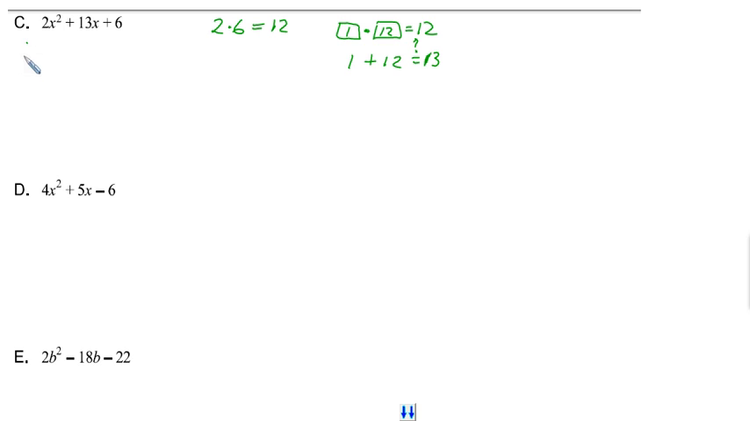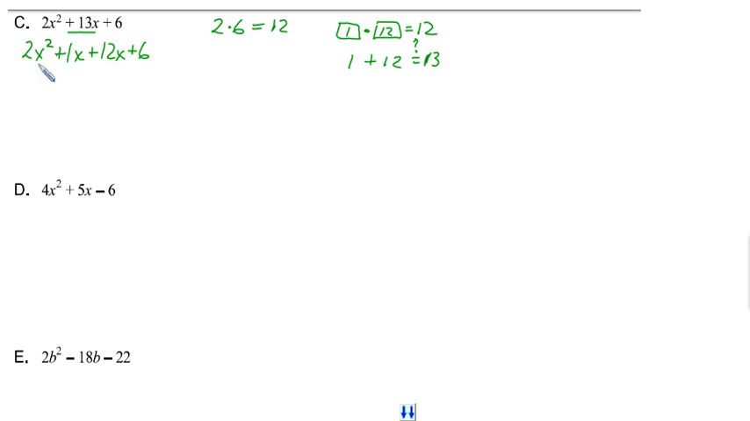Now, it said on the, I guess it was probably the third step, I don't have the study guide right in front of me. 2x squared, and then we're going to replace the 13x with plus 1x and 12x. That's the two numbers that I got from over here. And plus 6.